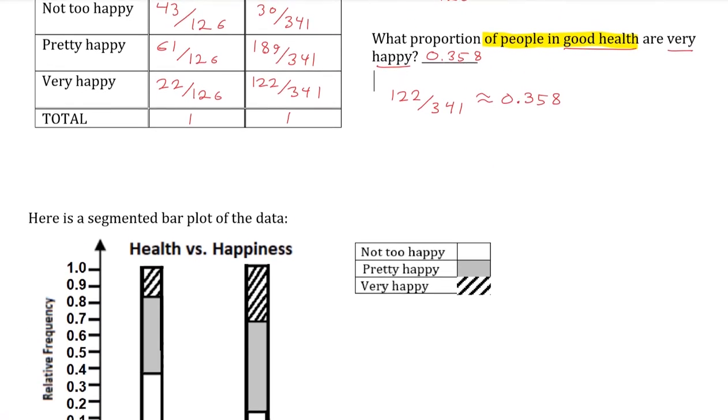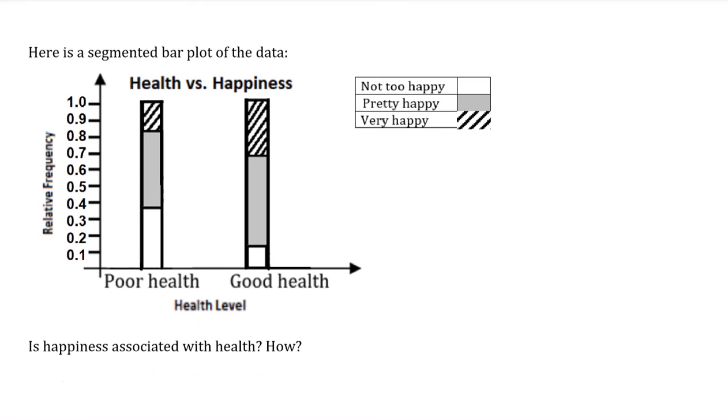If you want to represent these in a graph, we would do so as we discussed earlier with a segmented bar plot. To do so, we create one bar for each category of one variable. In this case, we're creating one bar for each category in the health variable. And each of those bars are segmented based on the categories of the happiness variable. We have the diagonal lines here representing those that are very happy. We have the lightly shaded region representing those that are pretty happy, and the white shaded region representing those that are not too happy, based on this legend in the top right.